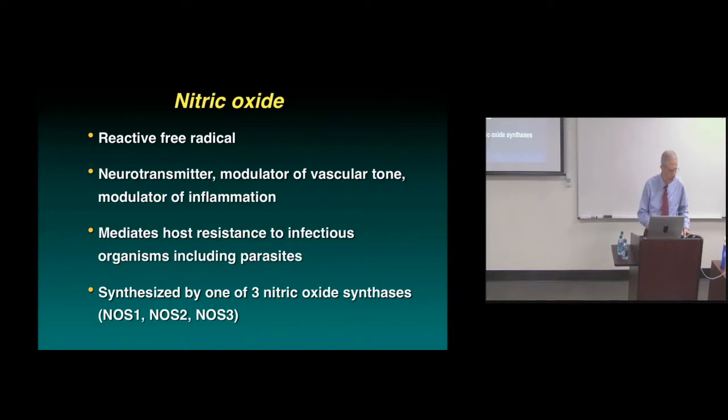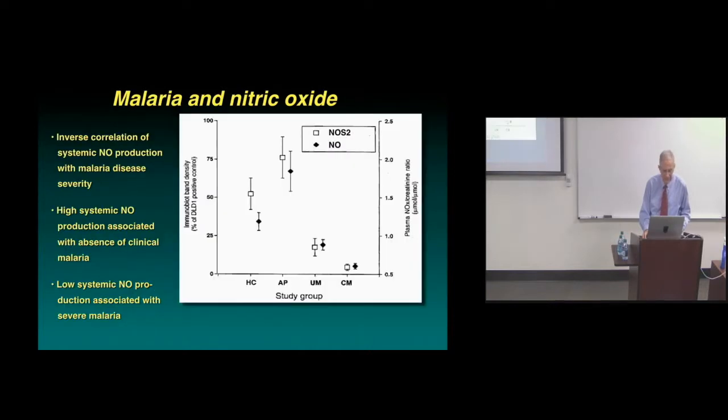With some microbes, like certain fungi and certain bacteria, nitric oxide is important for resistance to those infections, especially tuberculosis and fungal infections. And there are 3 genes that encode enzymes that make nitric oxide from the substrate arginine. So nitric oxide synthase 1, 2, and 3.